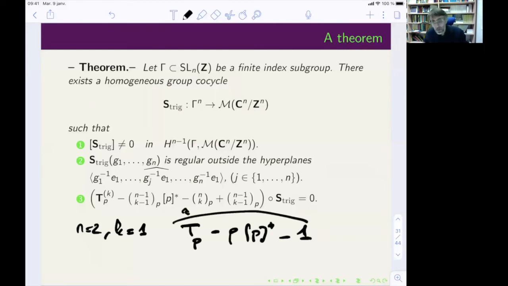So that explains the computation we had made in the case p equal to 2, 3, and 5. So that's the first part of the theorem, but it's a little bit deceptive compared to what I said before, because there is no nice formula. It's just a cocycle for the moment with values in a meromorphic form, but where are the cotangent functions?